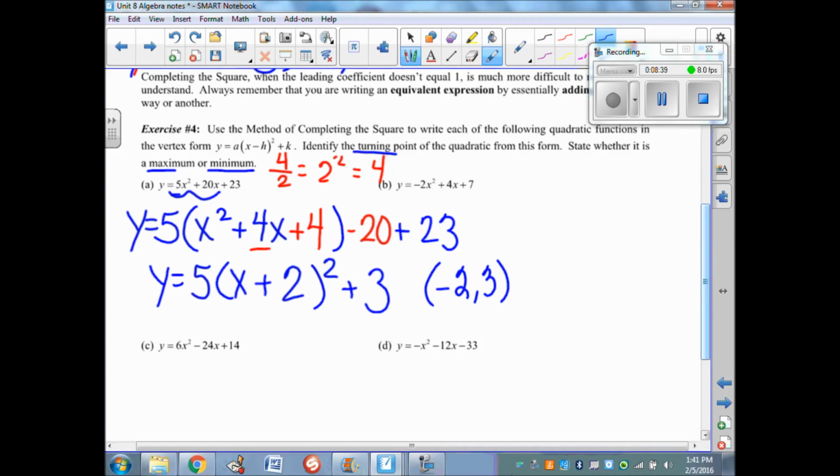And by looking at A, because I said A was the star of the show, it's a positive number, so that tells me that my parabola is going to open up, or it's going to smile. So therefore, my vertex is down there. That tells me that my vertex or my turning point is going to be a minimum.